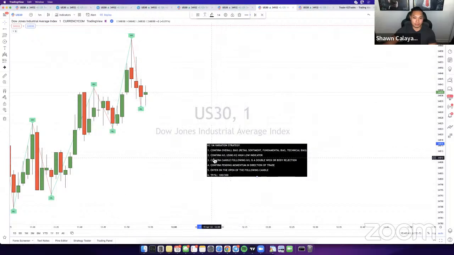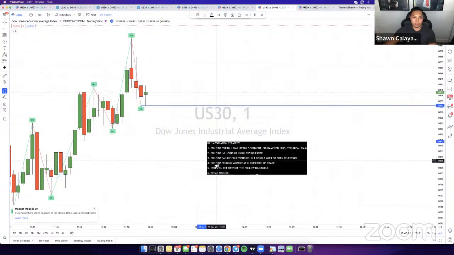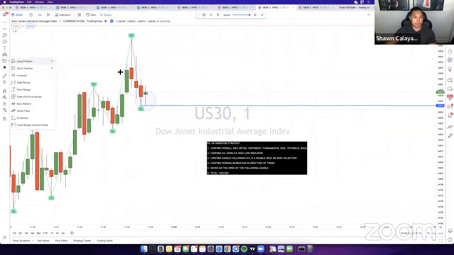Overall bias is a buy. Second, you want to confirm the high low. The low's right there. Third, you want to confirm that there's a double wick rejection or a double body. So right here, we have two wicks rejecting off the low, right? The low is right there. This one's right off it. So double wick. With that said, you'd enter a buy position right here.